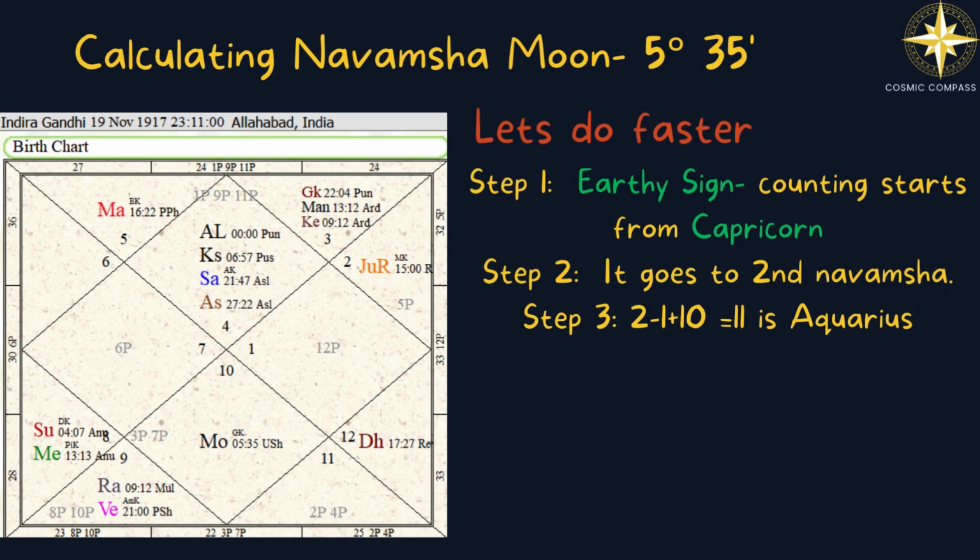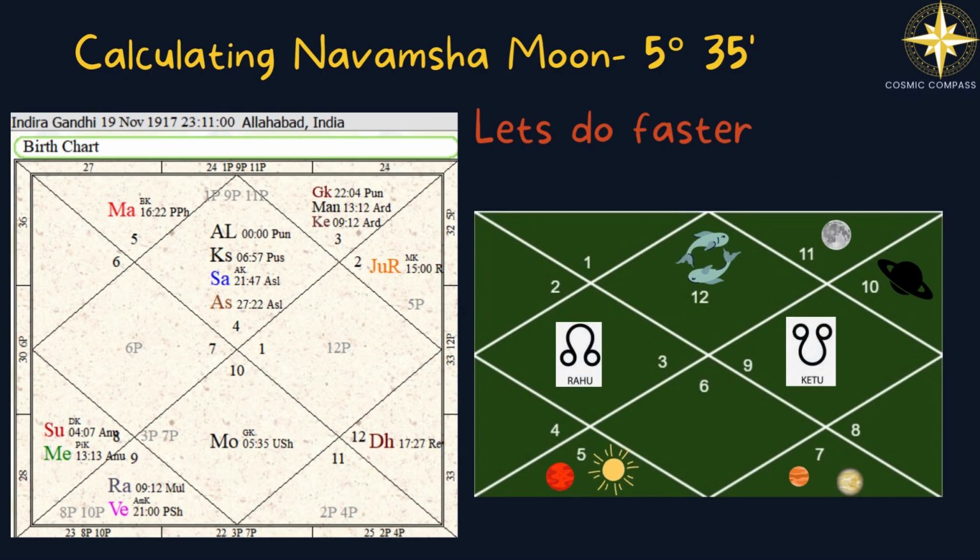Calculating Navamsha Moon, 5 degrees 35 minutes. Step 1. Earthy sign. Counting starts from Capricorn. Step 2. It goes to 2nd Navamsha. Step 3. 2 minus 1 plus 10 equals 11, which is Aquarius.